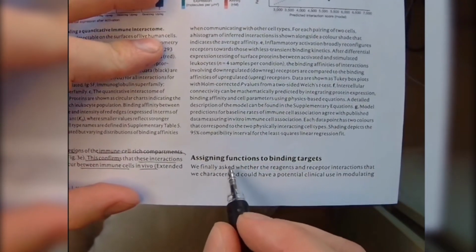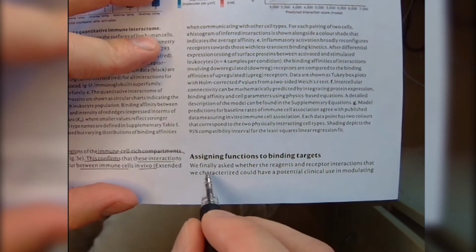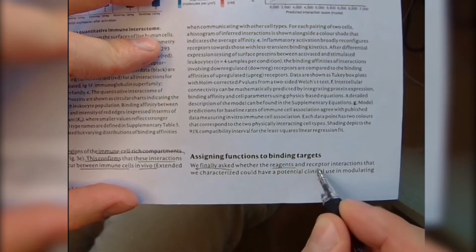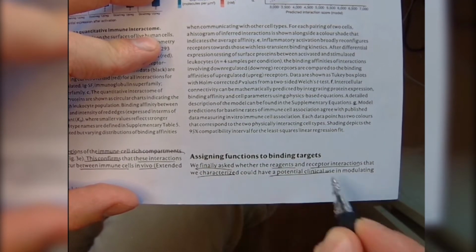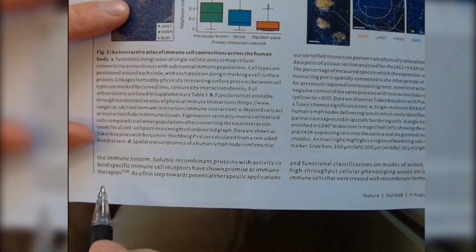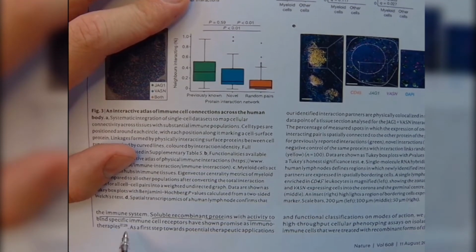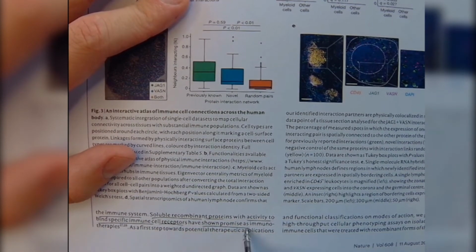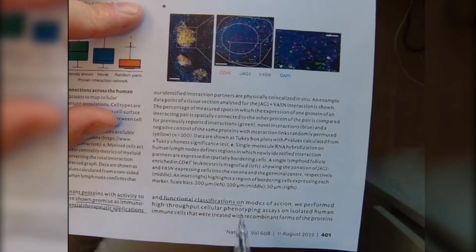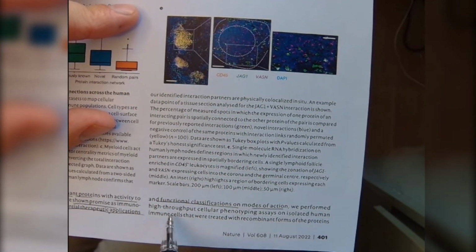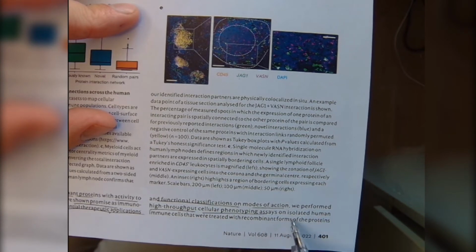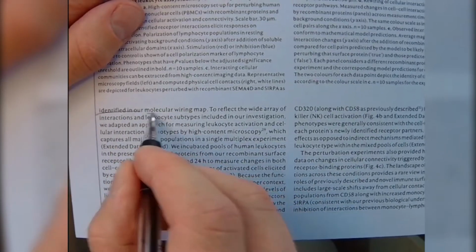So next, the authors looked at assigning functions to the binding targets. We finally asked whether the reagents and receptor interactions that we characterized could have potential clinical use in modulating the immune system. Soluble recombinant proteins with activity to bind specific immune cell receptors have shown promise as immunotherapies. As a first step towards potential therapeutic applications and functional classifications on modes of action, we performed high-throughput cellular phenotyping assays on isolated human immune cells that were treated with recombinant forms of the proteins identified in our molecular wiring map.